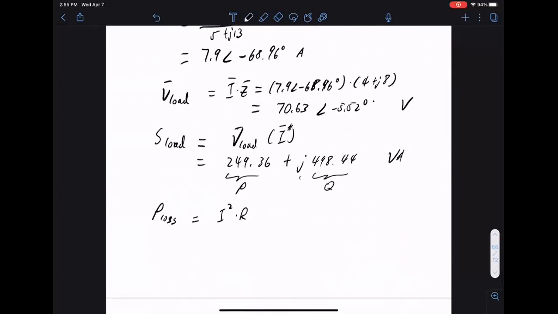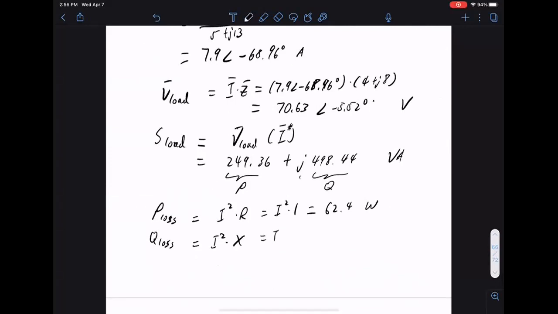So this is I squared times 1. So this real power loss is 62.4 watts. Then we have a reactive power loss. This is I squared times the X part of the line, I squared times 5. So 5 times as large, right? So this is 321.05 volt amp reactive.